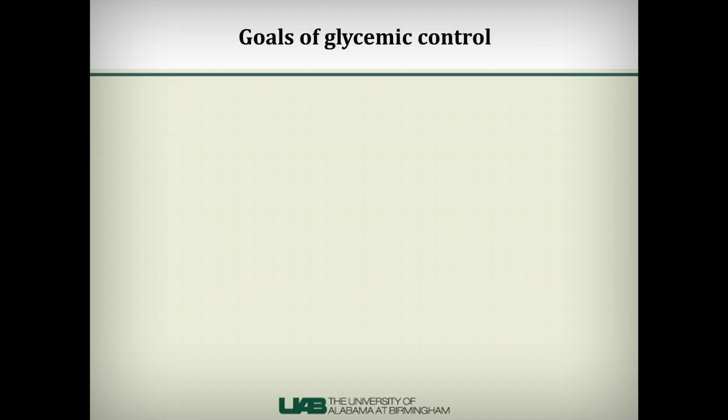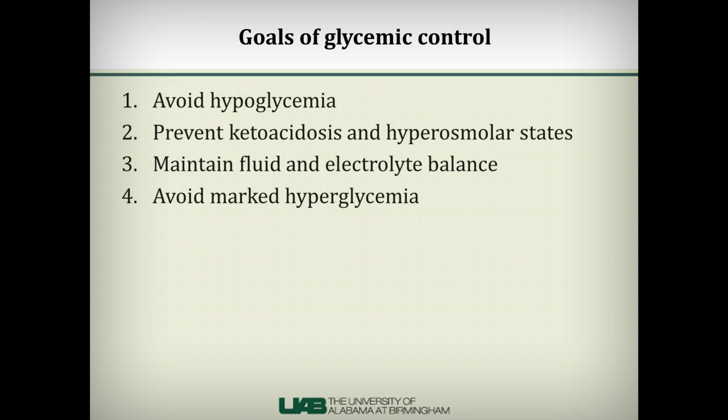So what are the goals of glycemic control? Well, there are four of them. One is to avoid hypoglycemia. We want to prevent ketoacidosis and the hyperosmolar states. We want to maintain fluid and electrolyte balance and avoid marked hyperglycemia.